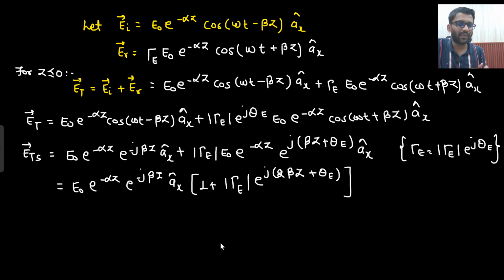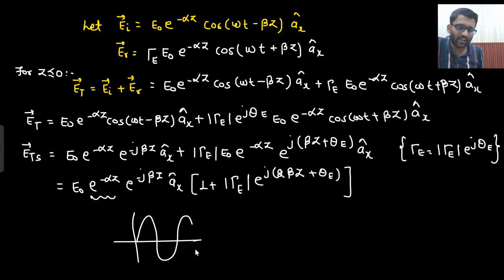Now if I need maxima and minima, so what will happen? Now the thing is, this is a lossy medium. So certainly E naught will always be getting less. What I mean to say is that when we saw the standing wave pattern, what did we see? That it is always dancing like this.